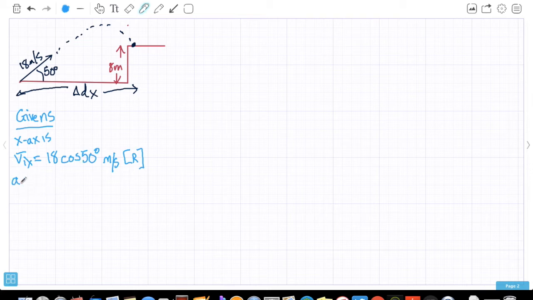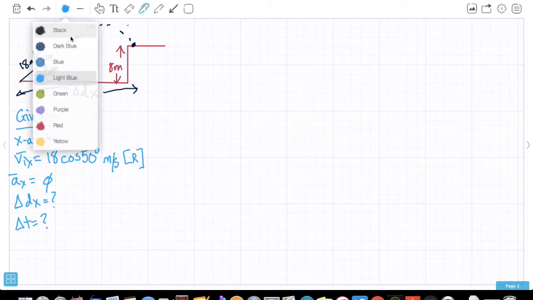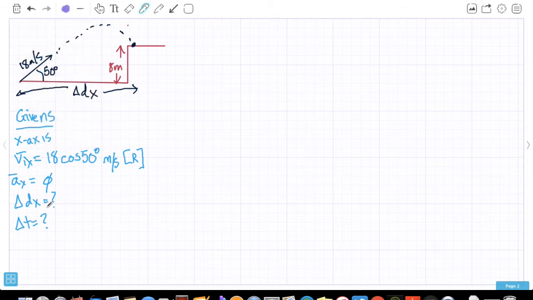The acceleration in the x direction, like all projectiles, is 0. And we're looking for delta dx. And the key to this problem will be to solve for the delta t, but not in this axis first, because we don't have enough information to solve for it. So we'll go to the y-axis.